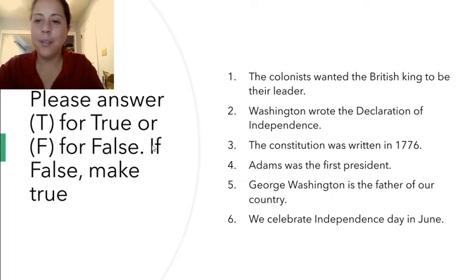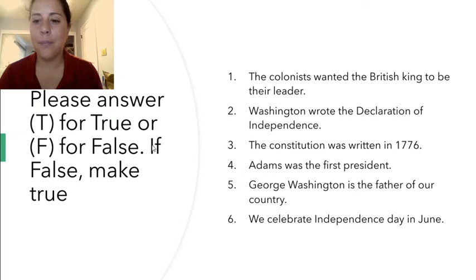Okay, ready? Let's see. Number 1. What did you write? The colonists wanted the British king to be their leader. True or false? The answer is false. The colonists did not want the British king to be their leader anymore. So number 1, false. Make it true: the colonists did not want the British king to be their leader.